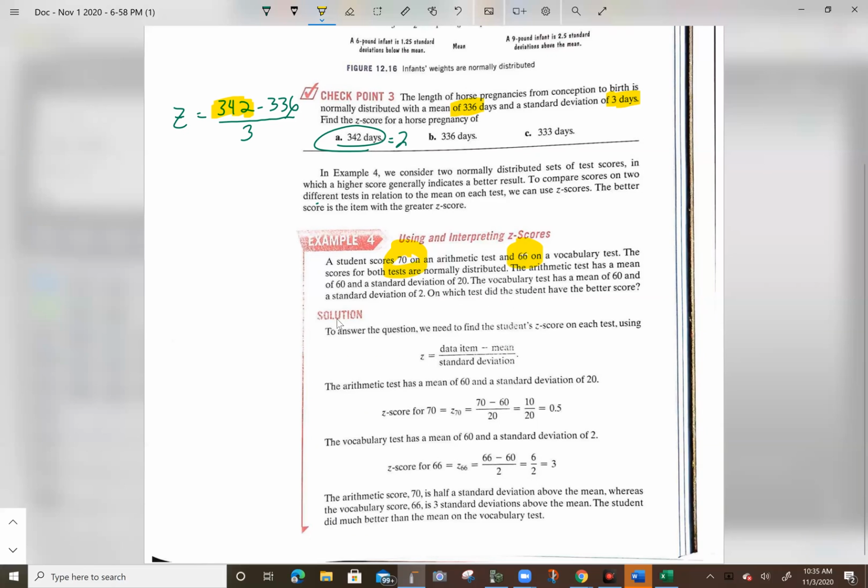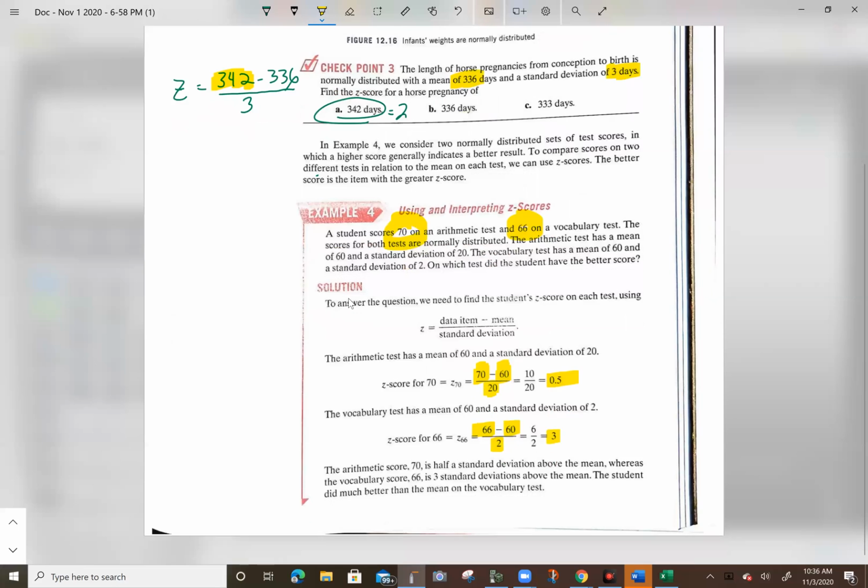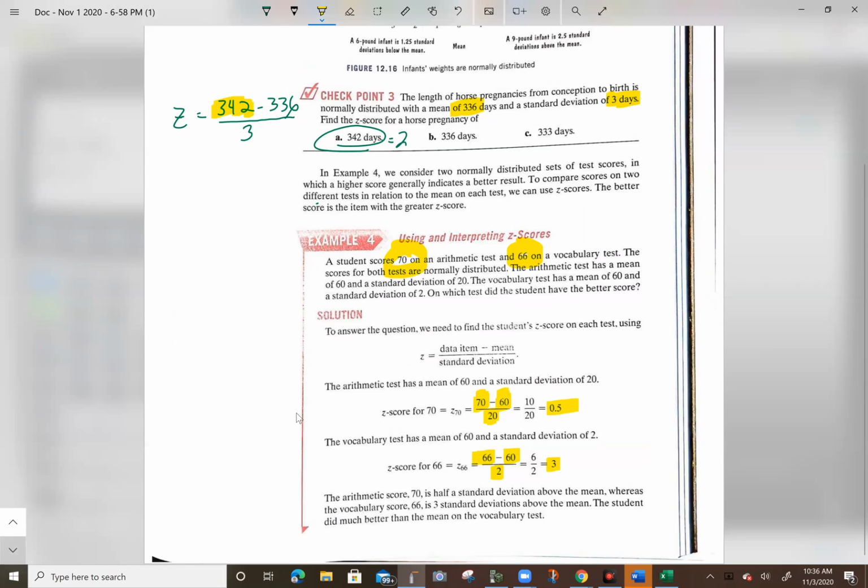So in order to compare them, you have to find the standard score. So they find the standard score for the arithmetic test. They take the score they got, 70, minus the mean, which was 60, divided by the standard deviation, which was 20, and they got 0.5. Then for the vocab test, the student scored a 66, the mean was 60, and the standard deviation was 2. The student got a positive 3. So they did way better on the vocab test than they did on the math test, arithmetic. I don't know why I'm having a hard time pronouncing that.